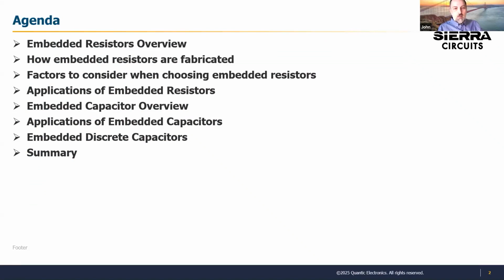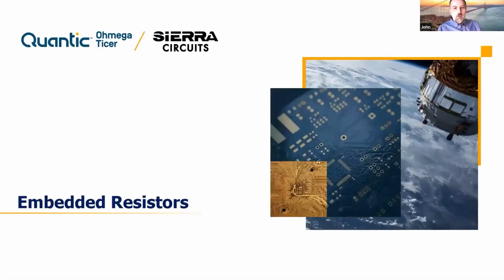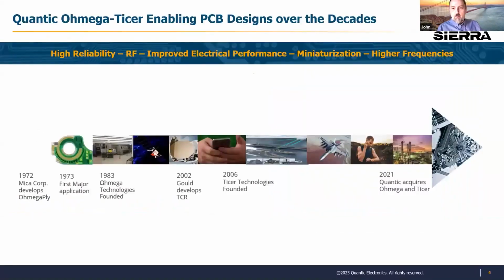And then at the end, I have a special type of embedded capacitor that is a discrete that makes it easier to be embedded in certain cases. So just a quick thing about us. We're called now Quantic Ohmega-Ticer. Many of you might know us as either Ohmega Technologies or Ticer Technologies. But basically now we're all part of one company.